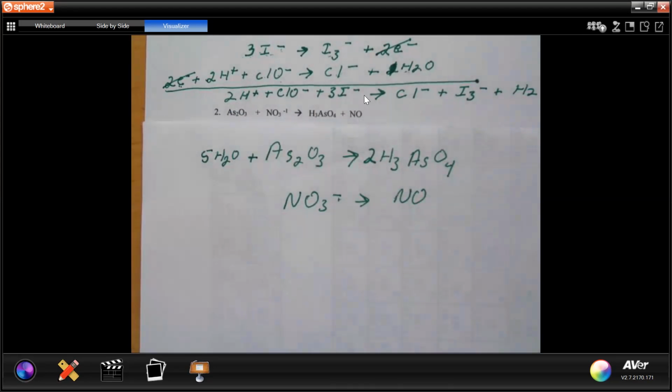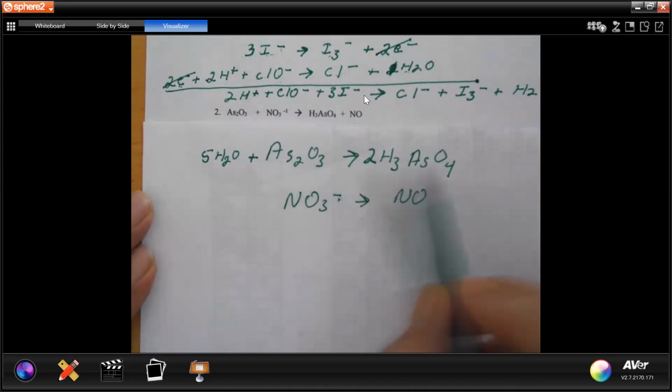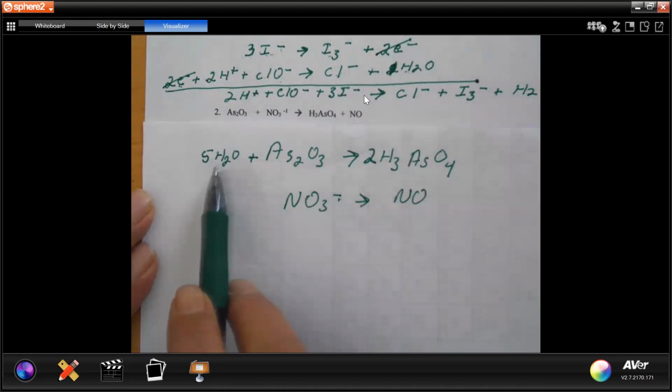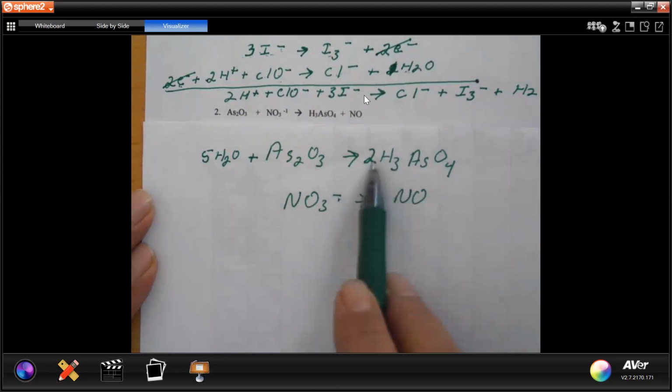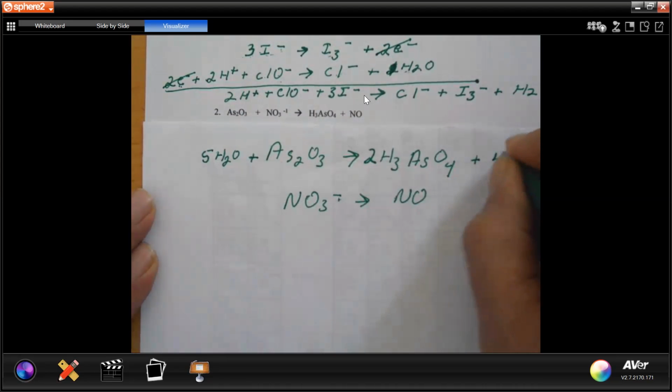The next thing is to balance hydrogens with H pluses. And this one's a little bit tricky because there's actually already hydrogens on both sides. But there are 10 hydrogens in 5 H2Os. There are 6 hydrogens in this molecule. So I need 4 more. So I'm going to add 4 H pluses to this side.